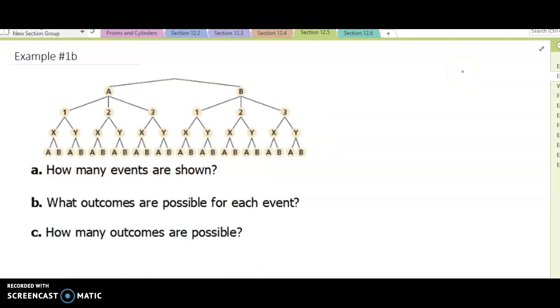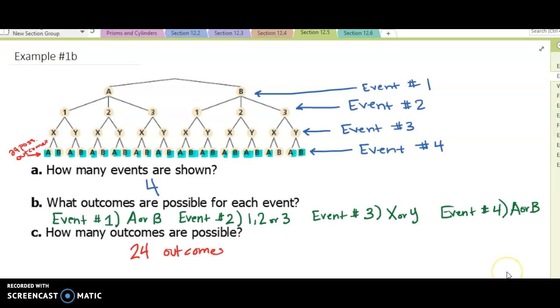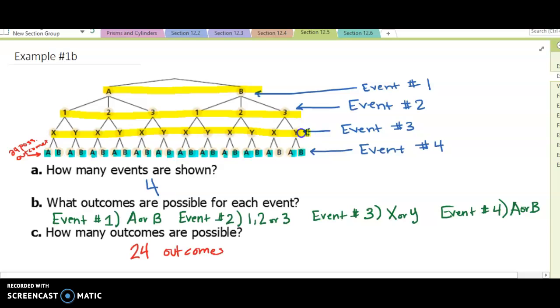Doing this sort of thing on example 1B is kind of the same as what we did. I want you to go ahead and solve A, B, and C on your own, and then we will review it. All right, so let's look at this. A lot of this is just do you know your vocab. So there are 4 events. This would be event 1, this would be event 2, here's event 3, and here's event 4.